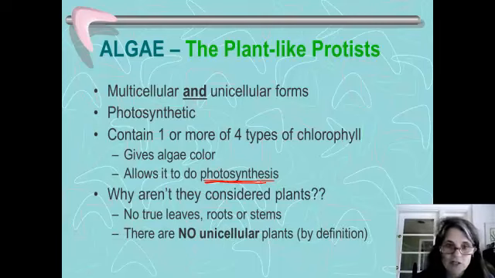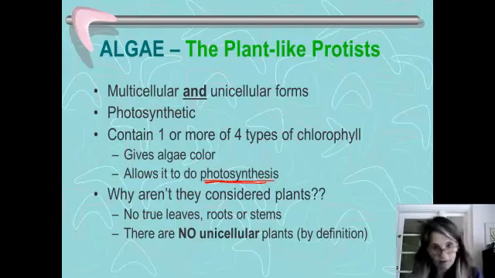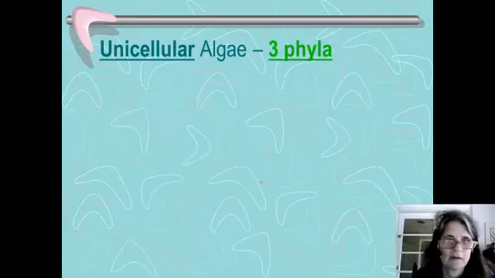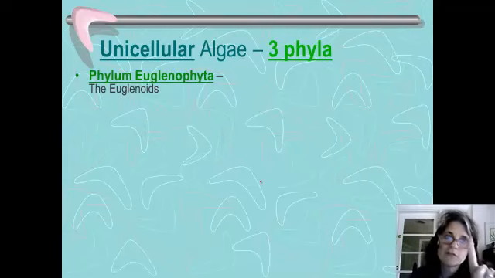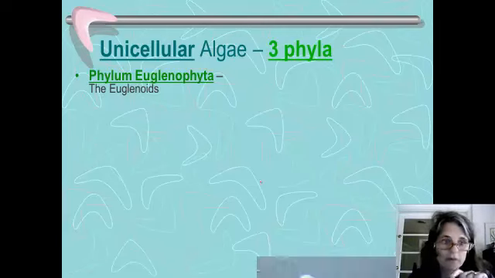And by definition, if you find something, I don't care how green it is, if it's only one cell, it's not put in the plant kingdom because plants are defined as multicellular structures. Is that a proper definition? I don't know, but that's the definition, and so that's the framework we're working in. Okay? Alright, we're going to first look at 3 phyla of unicellular algae, single-cell algae, and then we'll look at some multicellular algae. Alright? The first phylum we'll look at is the Euglenophyta, or the euglenoids.